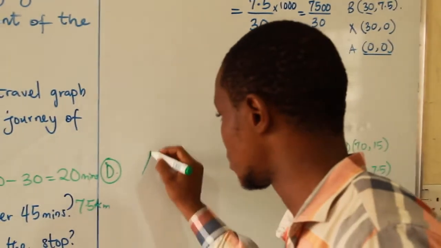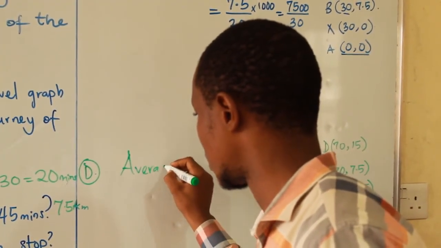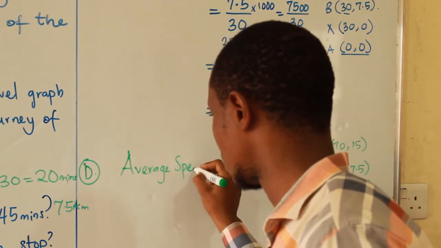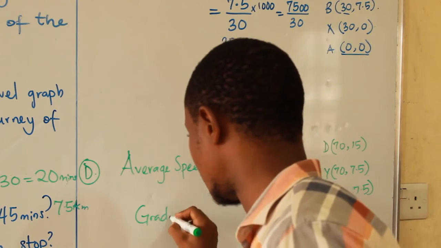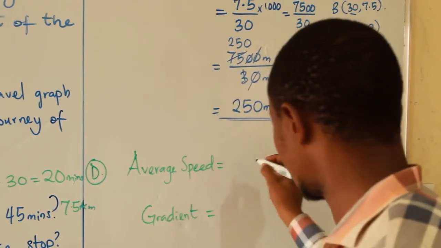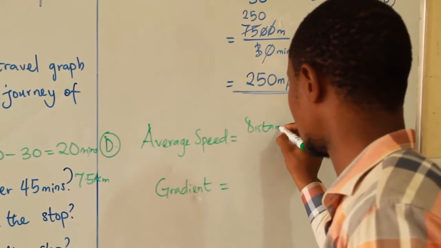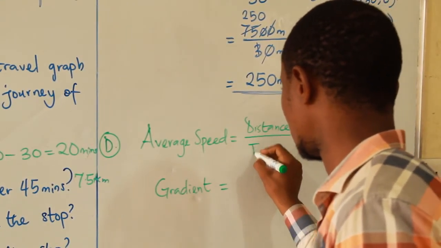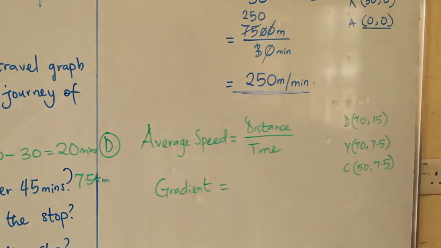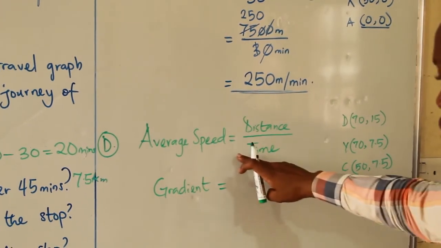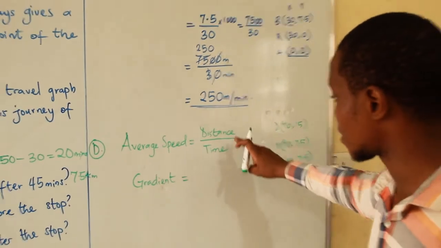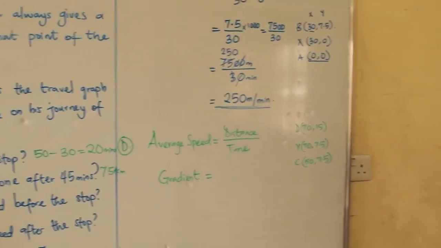Now, average speed. Remember, by now we should have memorized it. That is the same thing as our gradient. Formula for average speed, I'm just going to put it there: distance over time. Change in distance over change in time. Now, gradient will be change in values on the vertical axis divided by corresponding change in values of the horizontal axis. Remember, horizontal axis is always time, and the vertical axis, in this case, is distance.